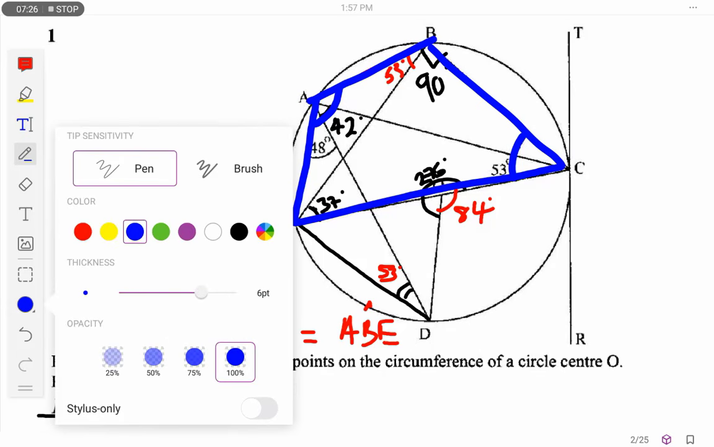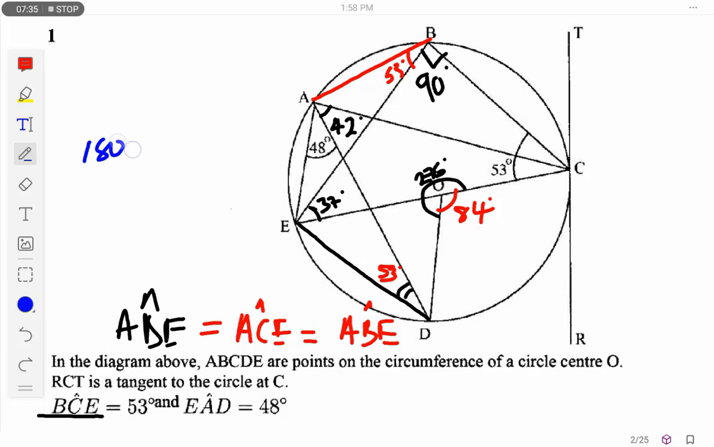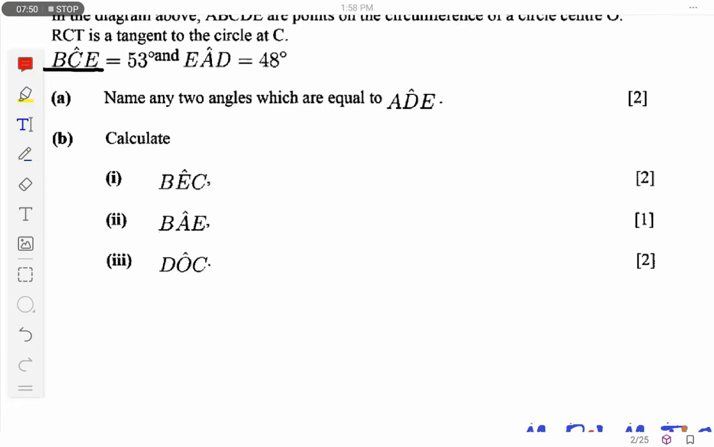Okay, so since they add up to 180 degrees, I can say 180 minus 53 degrees, this one here. So I'll get my angle as 127. So this whole angle is 127 degrees. Okay. Let's move on to the other one.